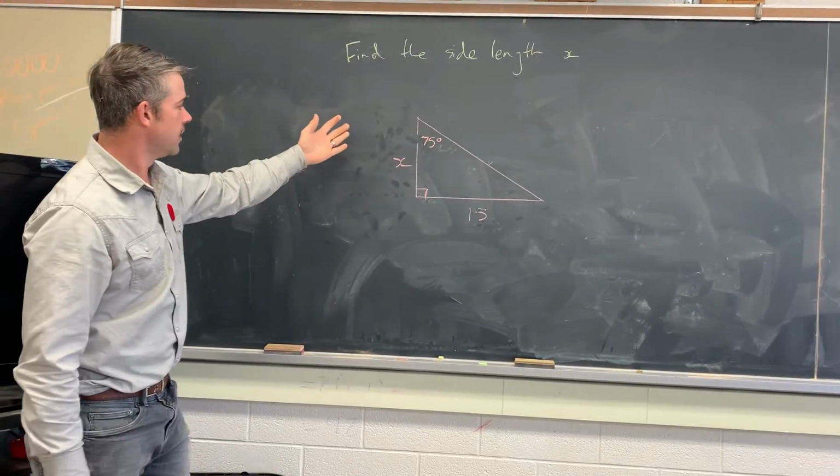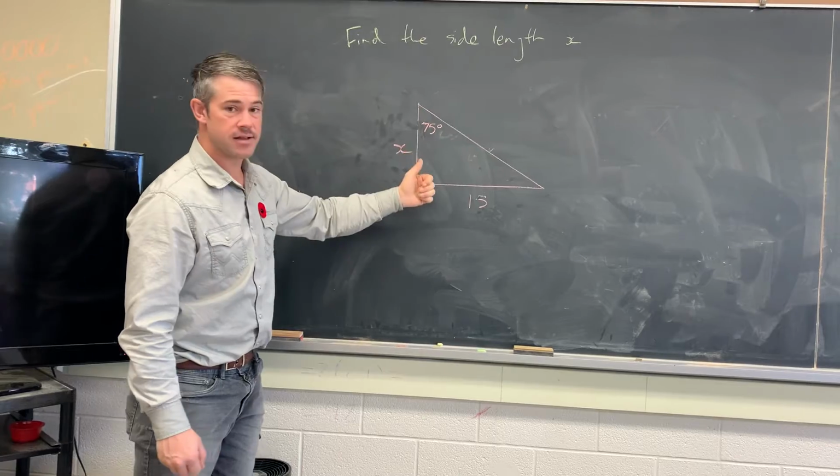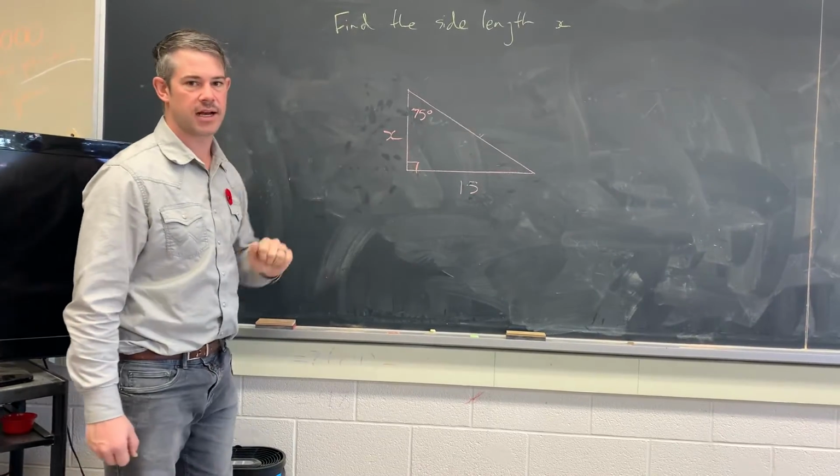So we have a triangle and it has an angle of 75 degrees. It has a side length of 15 and an unknown side length of x.